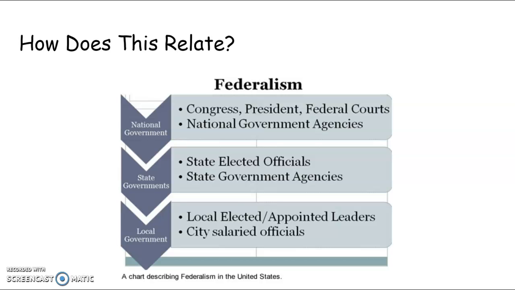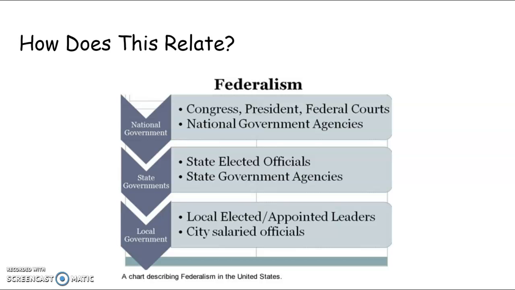getting too much power. Our three branches were legislative, which is made up of Congress, which is our House of Representatives and our Senate, the executive branch, which is our president, and then the judicial branch, which is our federal courts or the Supreme Court, along with national government agencies like the Department of Education or the Department of Transportation.